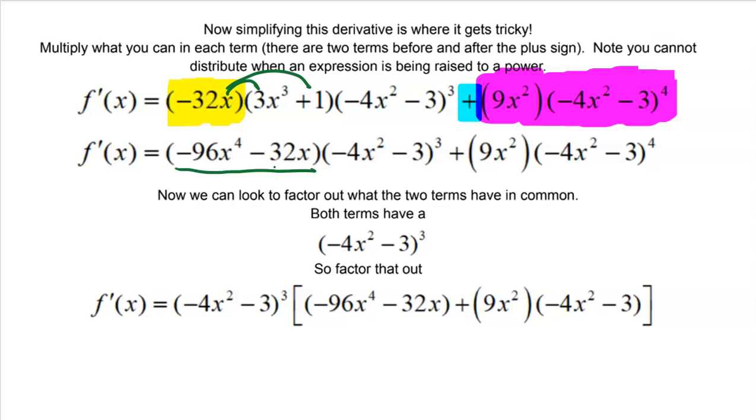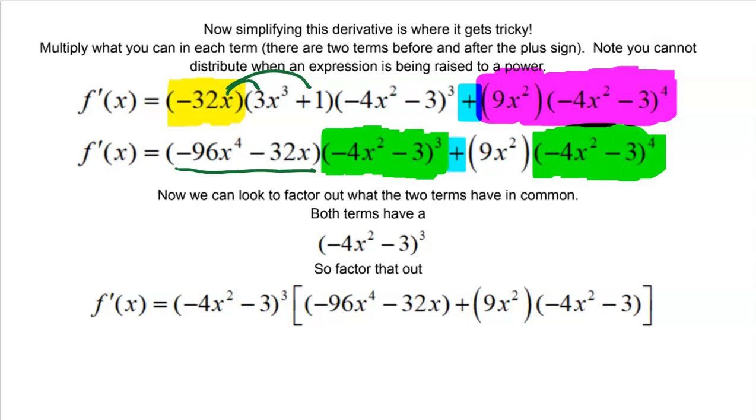Okay, awesome. So far, so good. Now, I notice that there's something common I could factor out. Remember, the terms are anything separated by that plus sign or minus sign. So I notice that at the very least, both terms have this negative 4x squared minus 3. The front term has it and the back term has it. Now the front term has negative 4x squared minus 3 to the third. The back term has negative 4x squared minus 3 to the fourth.